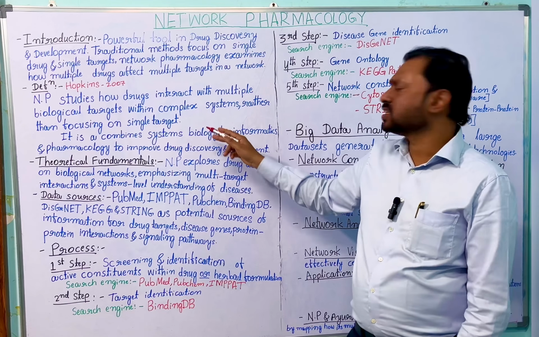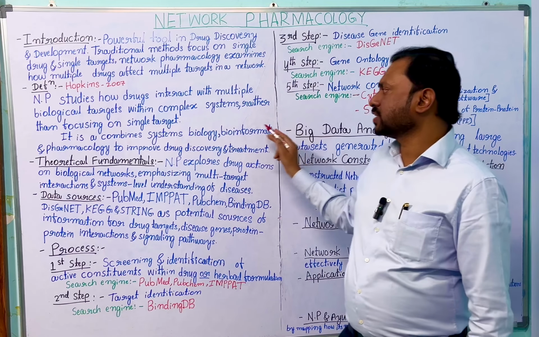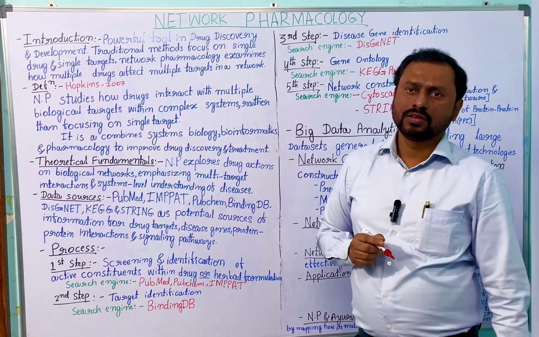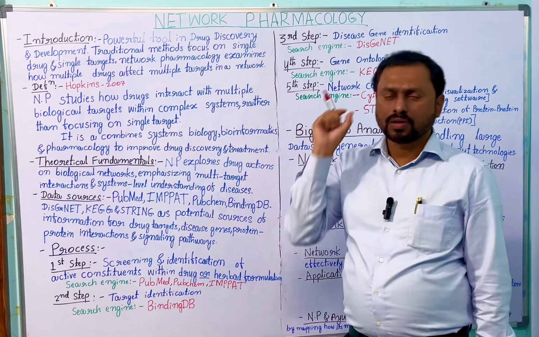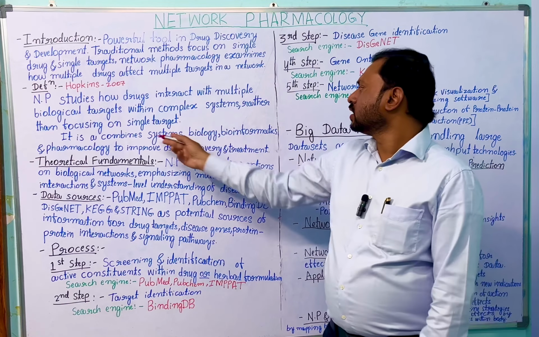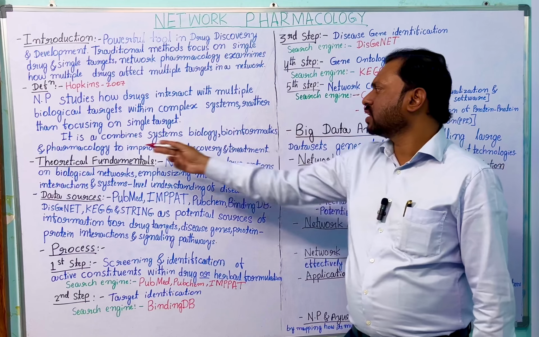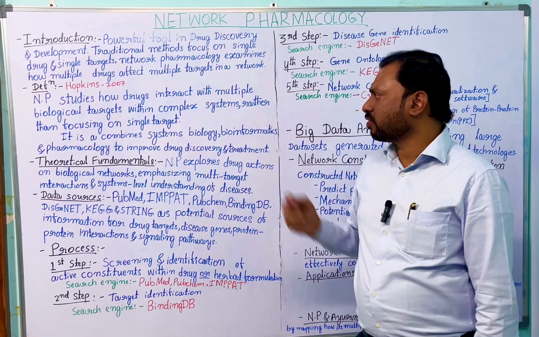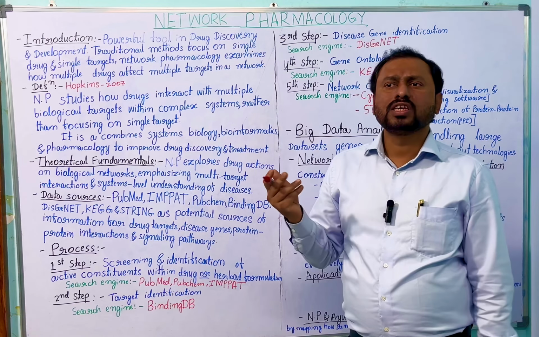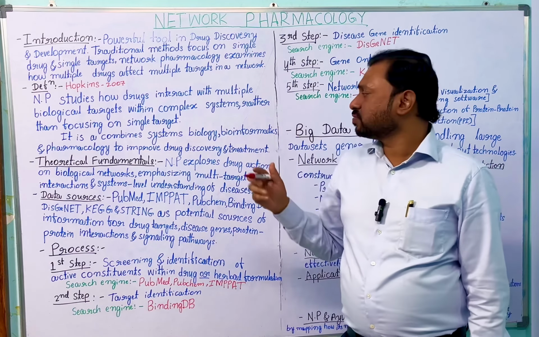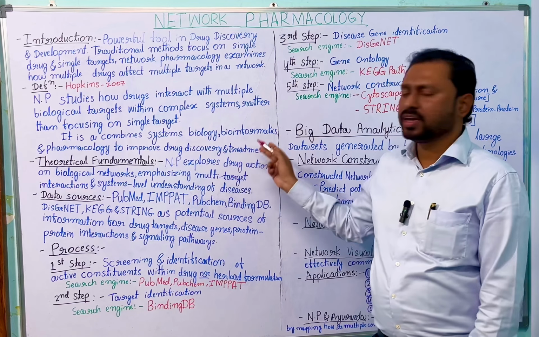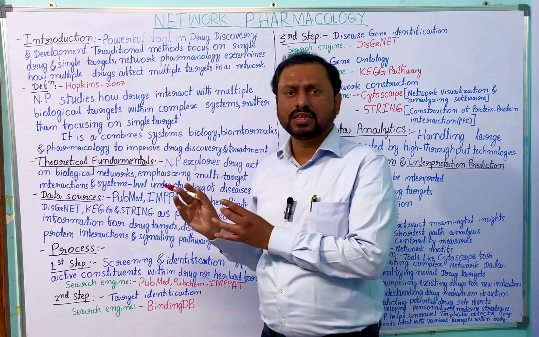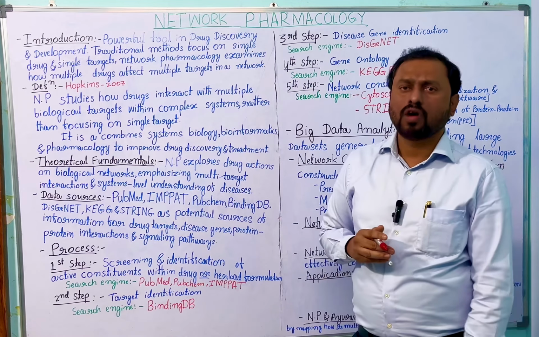What are the sciences involved? Biology, bioinformatics, pharmacology, to improve drug discovery and treatment. Network pharmacology is a combination of systems biology, bioinformatics and pharmacology. All these sciences are involved in network pharmacology. Why do we use these combined disciplines for drug discovery as well as treatment? All these sciences we are combining. This is a new branch, called network pharmacology.